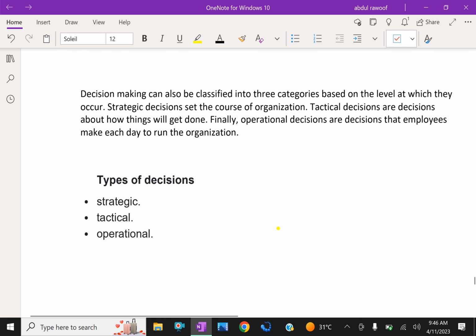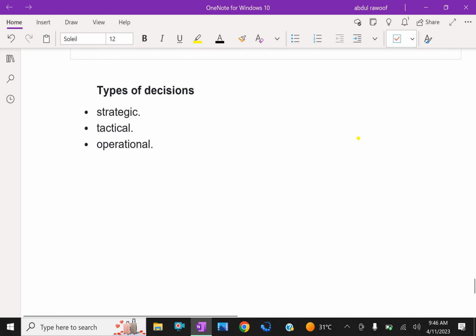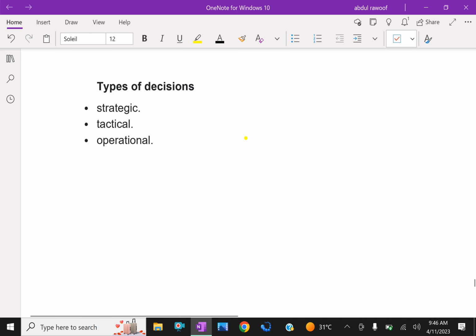Now, for the discussion, decision making can also be classified into 3 categories based on the level at which they occur. Strategic decisions set the course of the organization, tactical decisions are decisions about how things will get done. Finally, operational decisions are decisions that employees make each day to run the organization. Types of decision are strategic, tactical, operational.